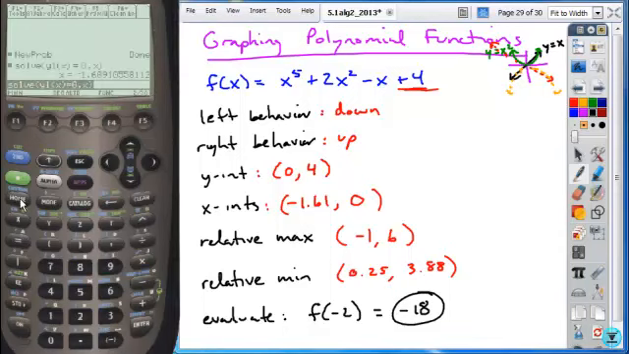Now, once again, you can go to the home screen, and you can evaluate the function just by entering function notation. So we could take our y1 function, plug in -2. So using function notation, write y1 of -2, and hit enter, and it would confirm that -18 is our answer for that.